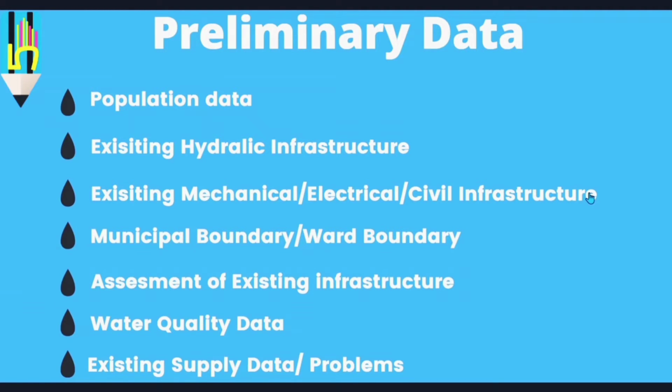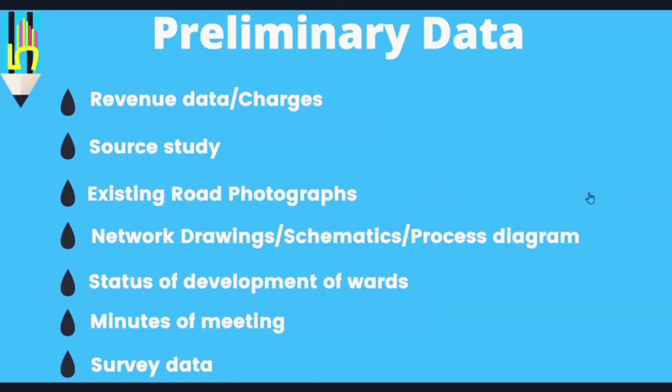Again, the next point is the assessment of the existing infrastructure. What is it? We will see. The next is the water quality data, existing supply data, problems associated with it, the revenue data, source study, existing road photographs, network drawing, schematics and process diagram, and the status of development of wards, minutes of meeting and survey data. Okay, so let's start one by one.